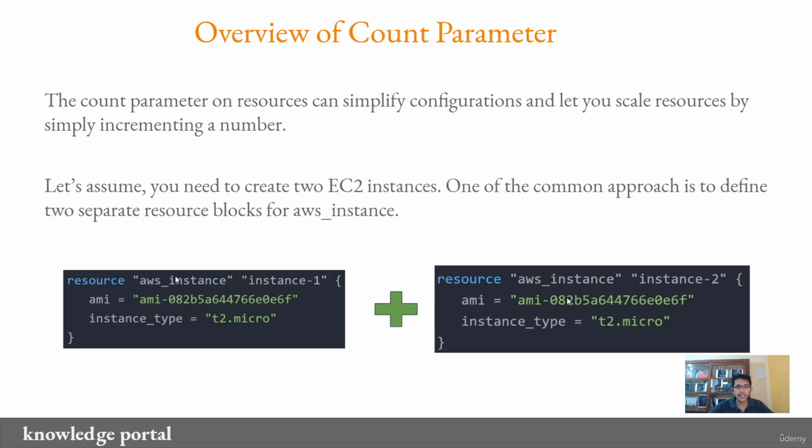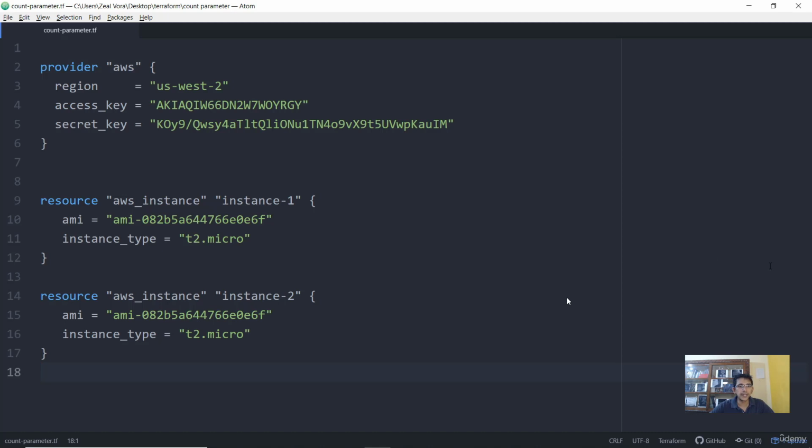So you will see that you have one block for instance 1 and a second block for instance 2. So if you do a Terraform plan, it will go ahead and create two different EC2 instances. Before we proceed further, let's quickly look into it. Now let's go ahead and understand it.